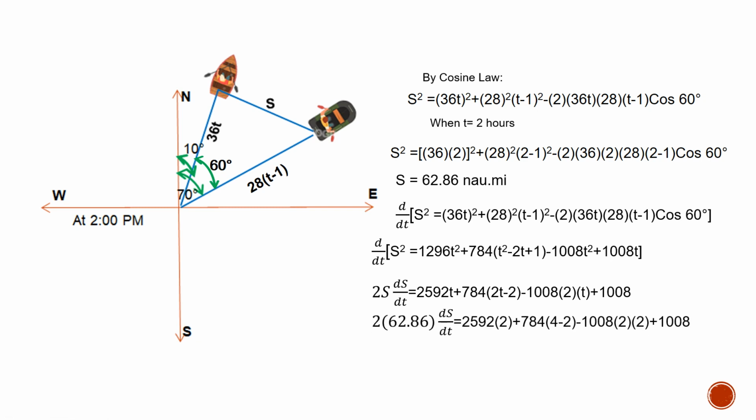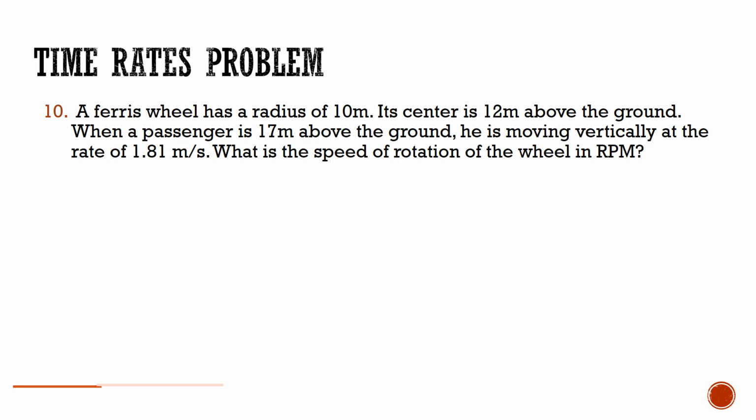So by that, we'll just have to substitute all of the acquired values and the conditions. Say we have 2 hours and having an S of 62.86. So substitute mo lang yan sa buong equation, then manipulate, determine ds over dt. We have 29.65 nautical miles per hour. Okay, so that's it for that problem.